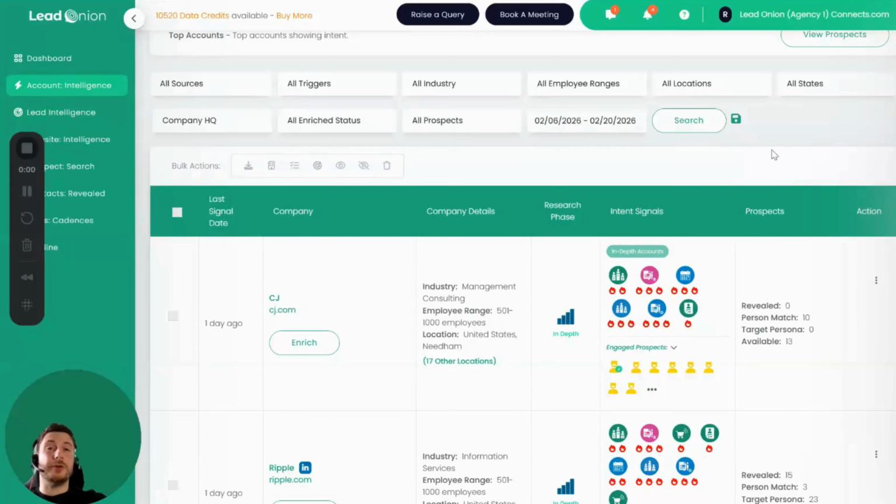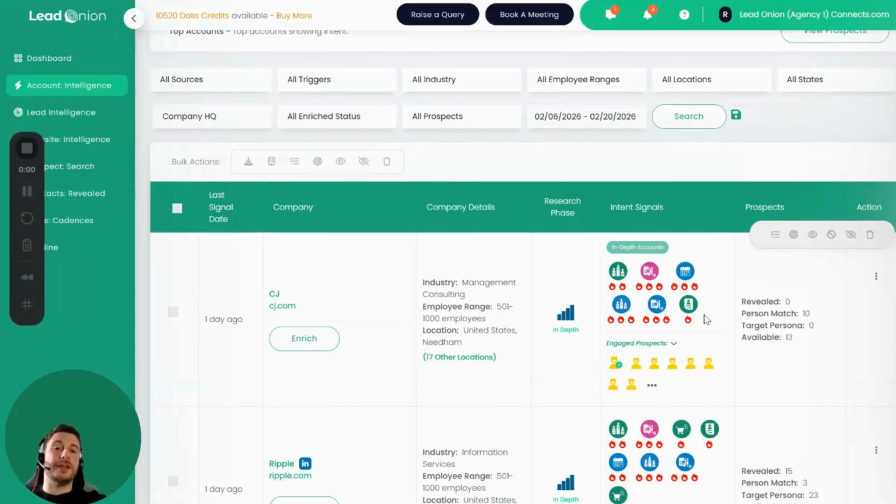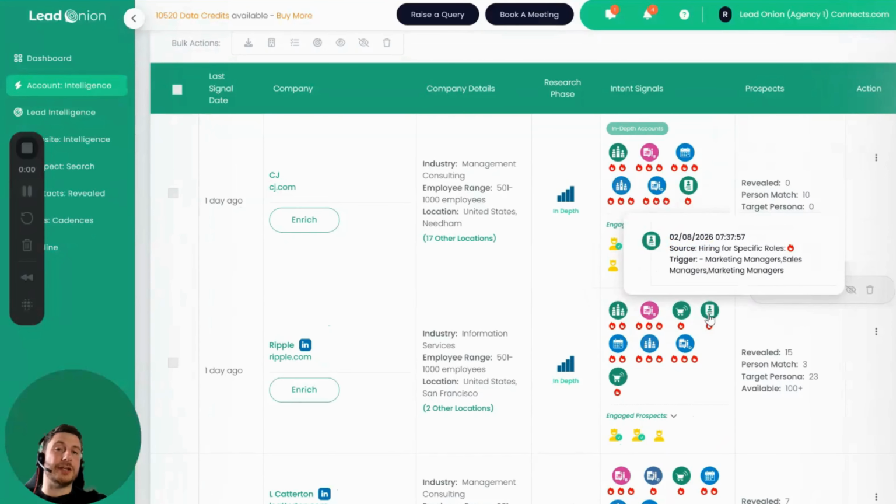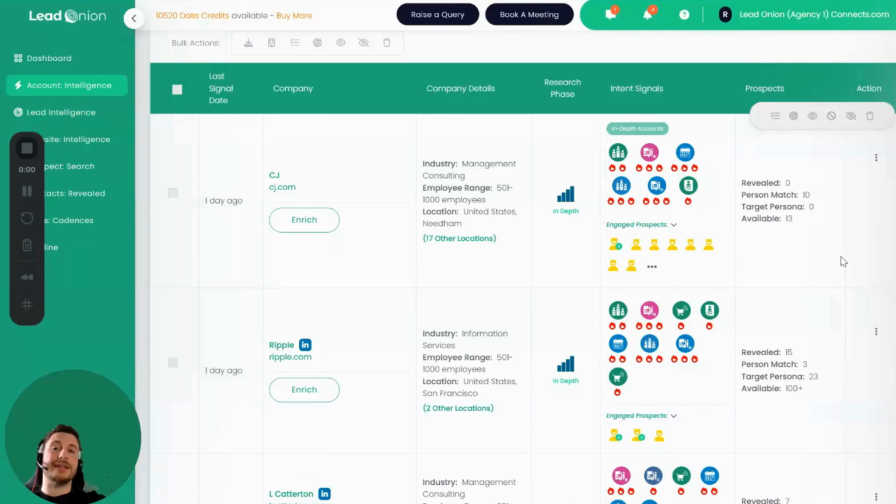With top accounts, your data refreshes every single day, and with the enrich function, your reps can access all of the key decision makers they need to at these companies. One of the cool things about Lead Onion is it doesn't just identify an account that's showing intent, but it identifies the exact person. Let's take this consulting firm. They're showing up as one of my top accounts right now.